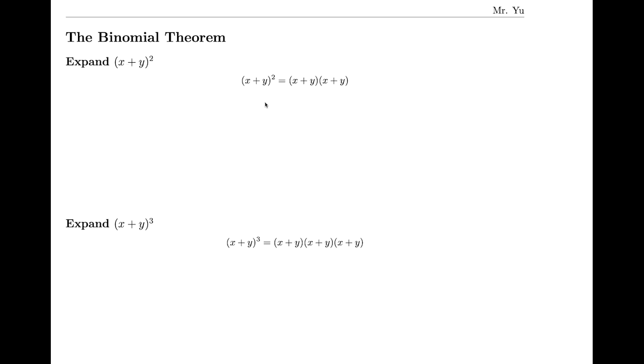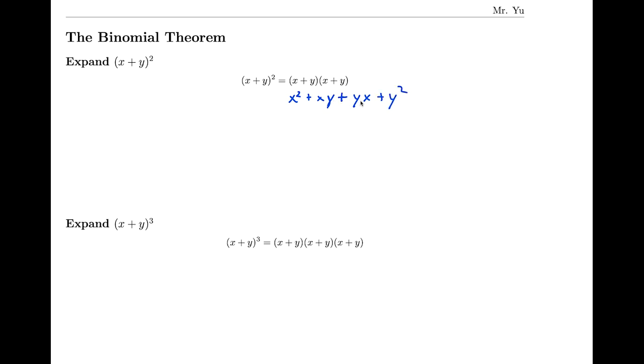Let's talk about the binomial theorem and expand (x + y)². We have (x + y)², which is (x + y) times (x + y). So x times x is equal to x². We have x times y, and we also have y times x. And then finally we have y².